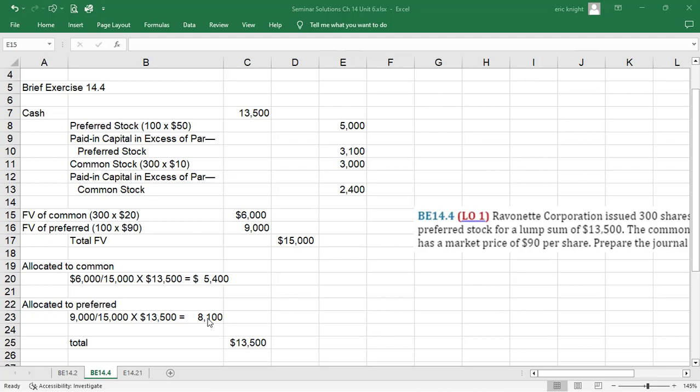The common stock has a par value of $10 per share, so that means 3,000, and the total amount that was allocated to common stock is 5,400. So the remaining 2,400 goes into paid-in capital in excess of par for common stock. So it's basically just allocating the lump sum to both types of stock based off of the market value.